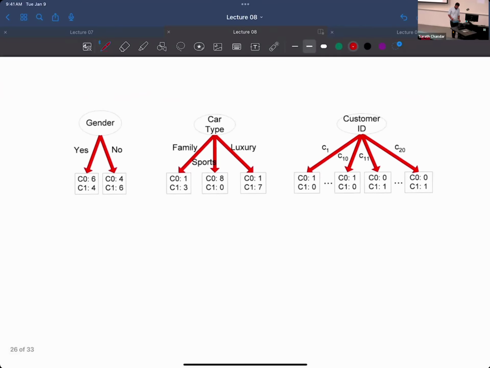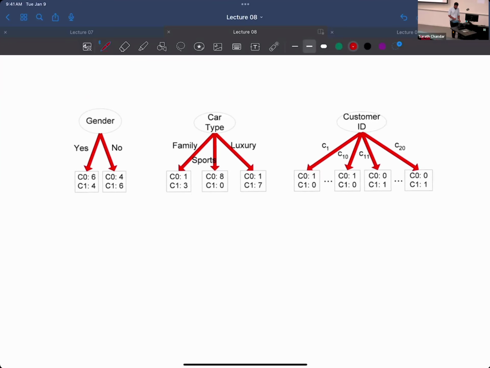Here I have three different features: gender, car type, and customer ID. In this example, I have 10 records of class 0 and 10 records of class 1. Each split divides the examples into two parts or three parts, depending on however many parts you're splitting, and you see the number of class 0 and class 1. Now which one do you think is the best split here?